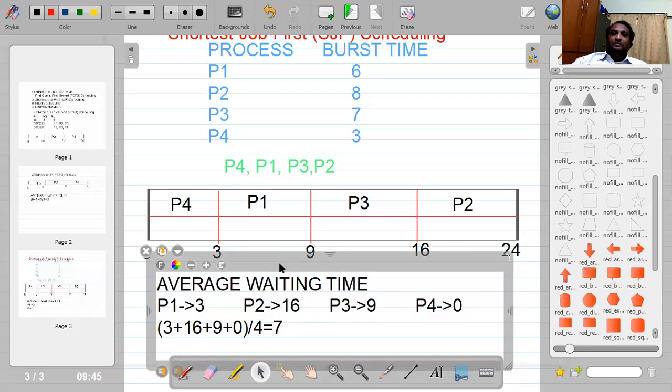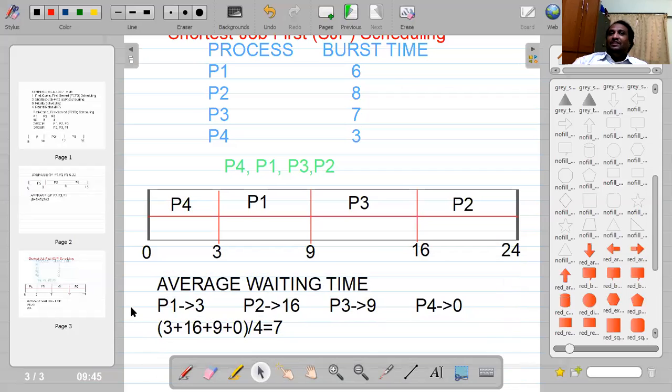So what is the average waiting time? Now 7 is the average waiting time of this. Clear? Is everybody able to follow this, ma'am? Yes, sir.